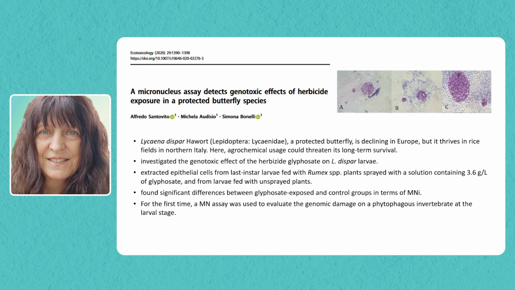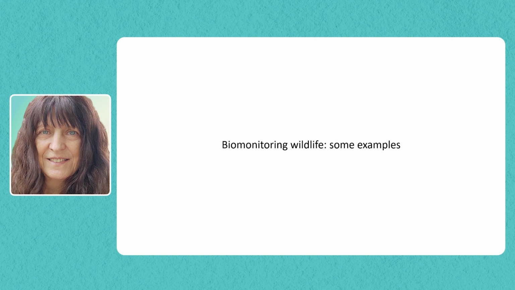So they tested some herbicides on it, for example, glyphosate, and extracted cells from larvae, and they sprayed them with a solution, and then they looked at them, and they found significant differences between glyphosate exposed and control cells in terms of micronuclei. They say that for the first time in their paper, a micronucleus assay was used to evaluate the genomic damage in such an invertebrate at the larval stage.